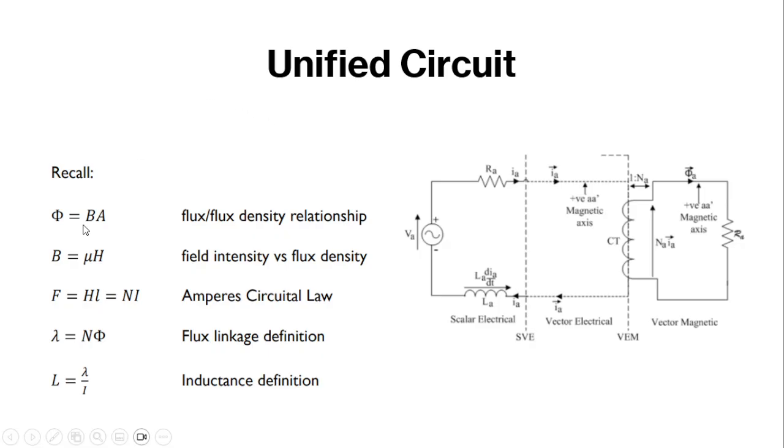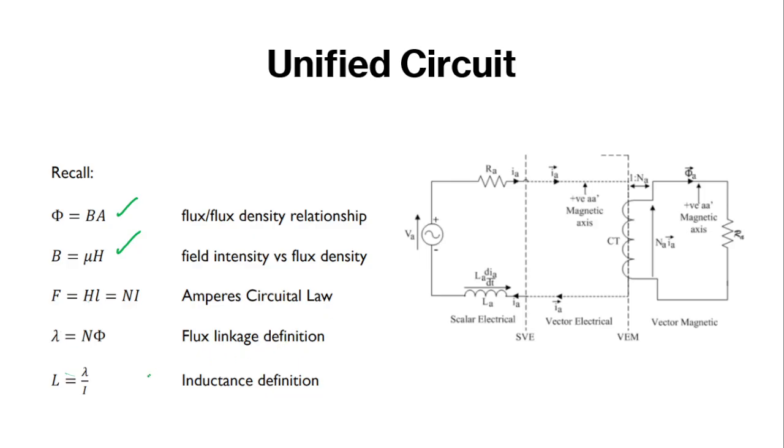And just a summary of some of the equations we went through before. So we have flux is BA. We have flux density B is mu times H. Then we have this one, H and I. This is Ampere's circuital law. And then we have the flux linkage is N times flux. And the last one is the inductance is lambda on I.